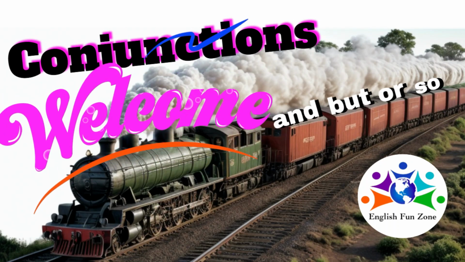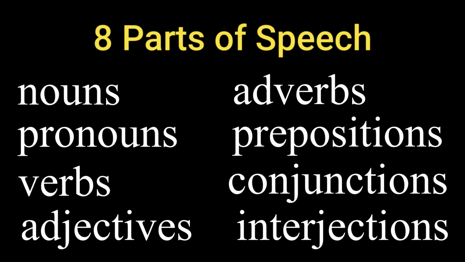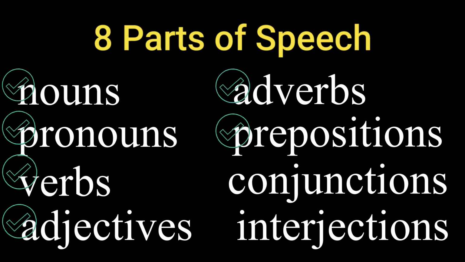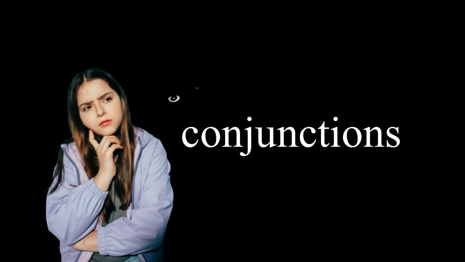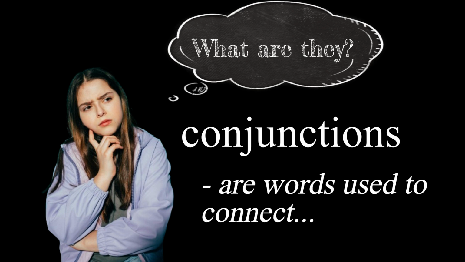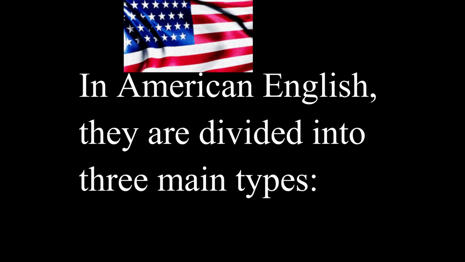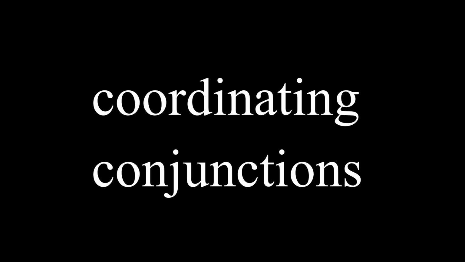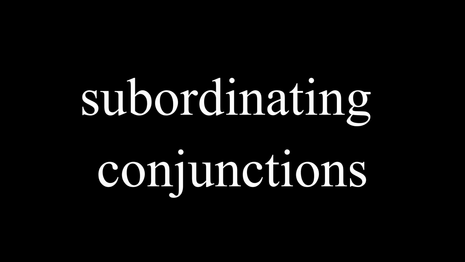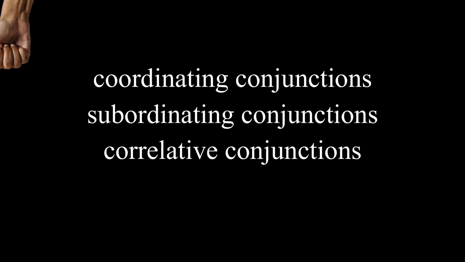Welcome back, my students. As you know, we've been looking at the 8 parts of speech, and today we're looking at conjunctions. What are they? Well, conjunctions are words used to connect words, phrases, or clauses. In American English, they are divided into 3 main types: coordinating conjunctions, subordinating conjunctions, and correlative conjunctions. And we'll be looking at all of these today.